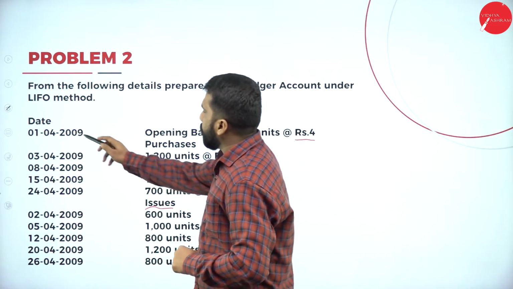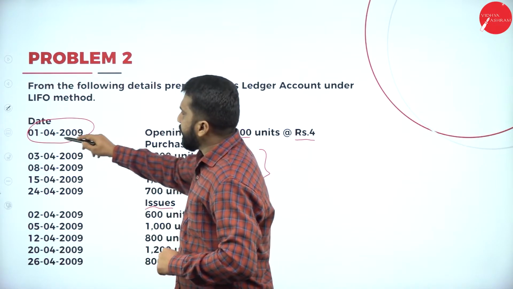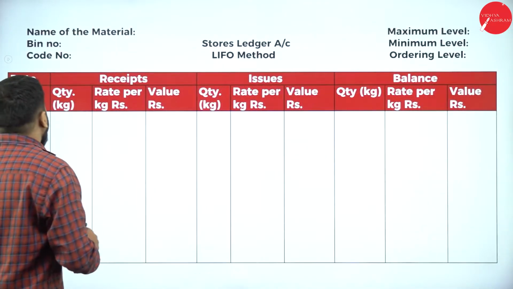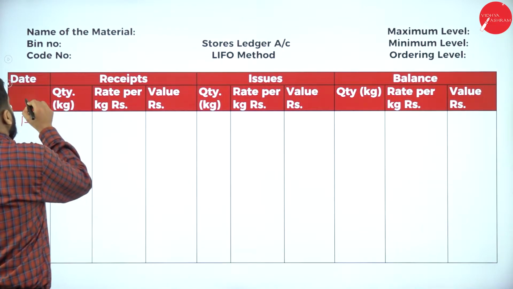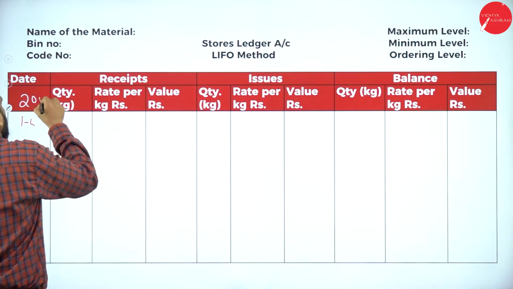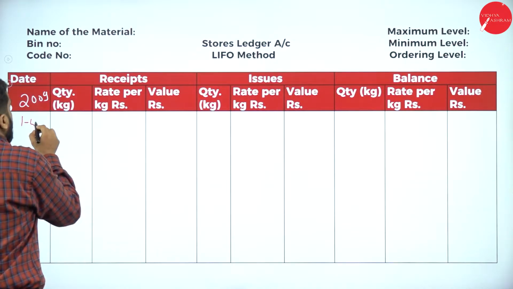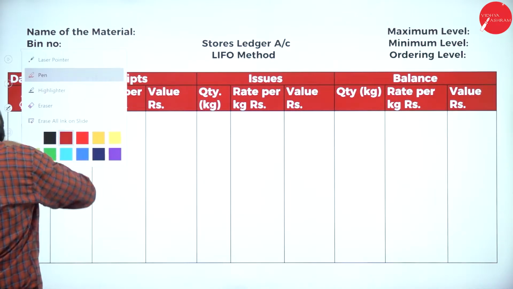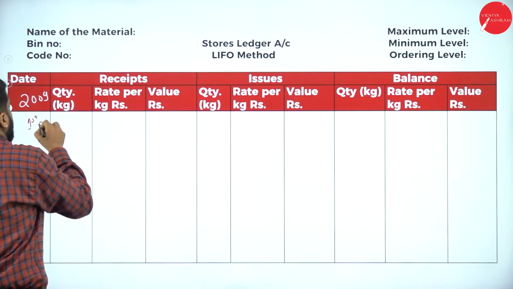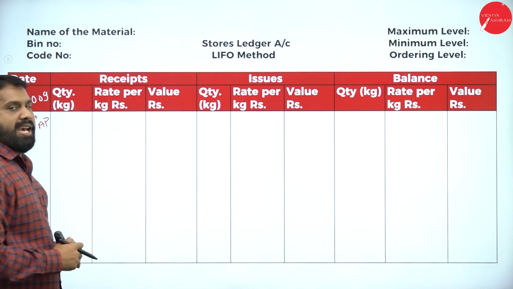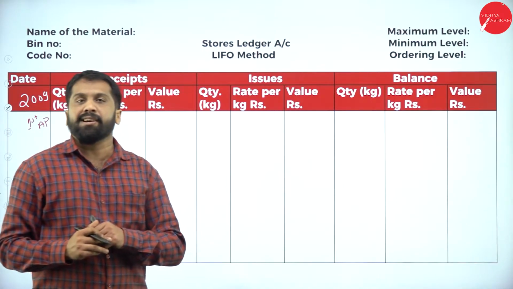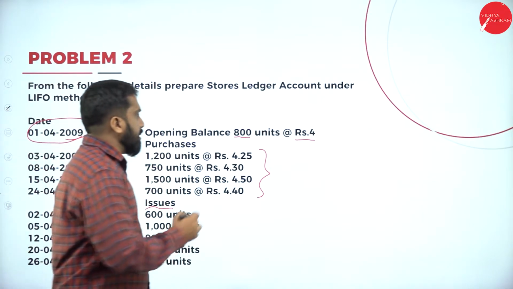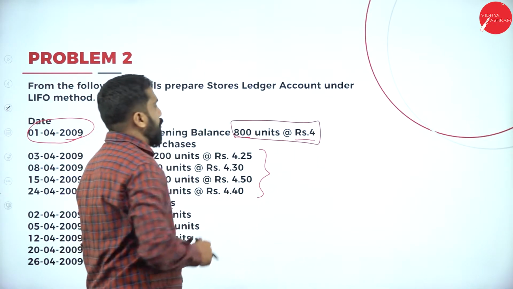What is the year? 2009. What is the date? It is 1st April. So you can mention 2009, 1st April. Now, 1st April, what is the number of units? 800. What is the value? 4 rupees. So, 800 units at rupees 4.